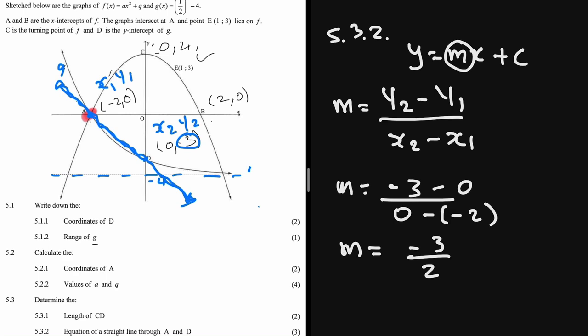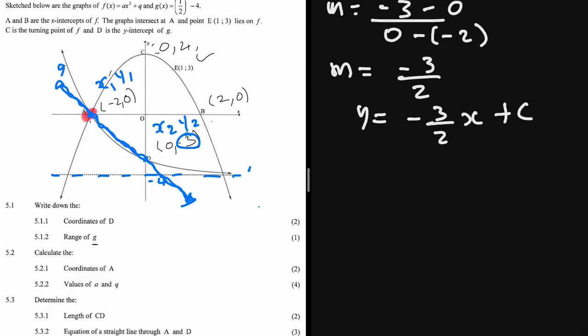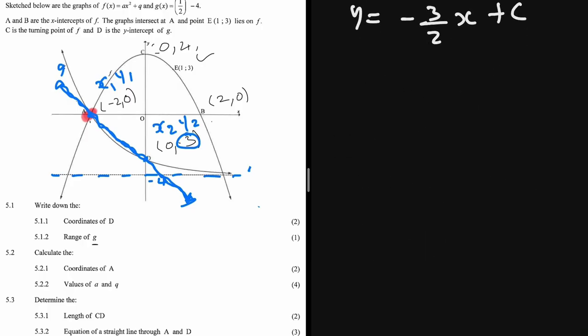That is the gradient. But remember, we are looking for the equation of the line that is passing through A and D. So after finding the gradient, we have to find out the value of c. And then how do we find the value of c? That means we just take the gradient and substitute it in our equation. So it's going to be y = -3/2x plus c. And then after we do that, we can select any point that is on the graph. Remember, we have point A and we have point D. So we can just choose point A or point D, and then we substitute them so that we get the value of c.